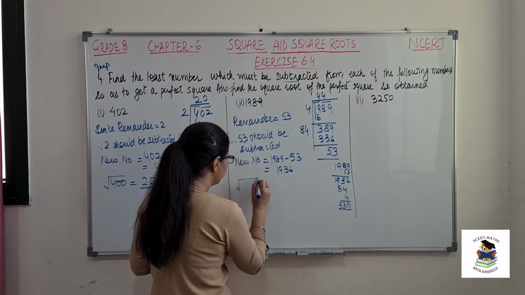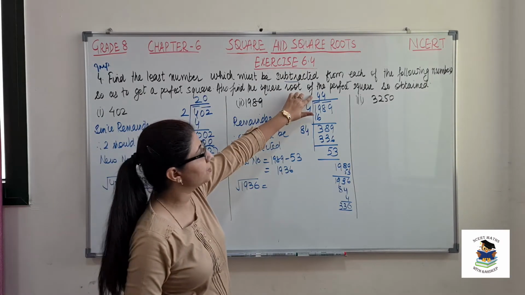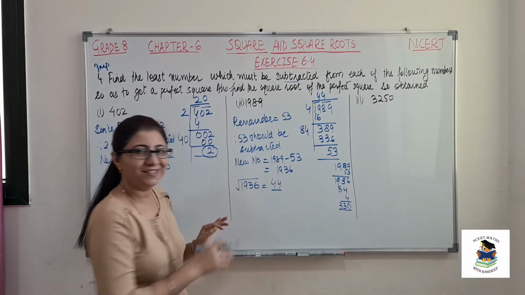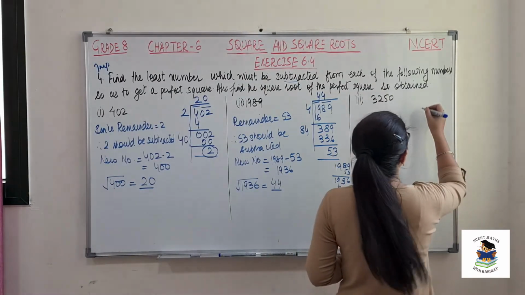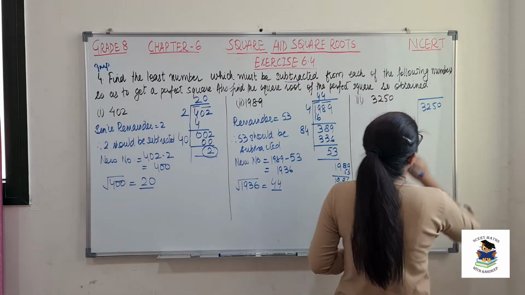Okay. And what is square root of 1936? So no need to calculate. This is just your quotient for the question. So 44 is answer for the second part. Let's see the third one. This is 3250. So 3, 2, 5 and 0.